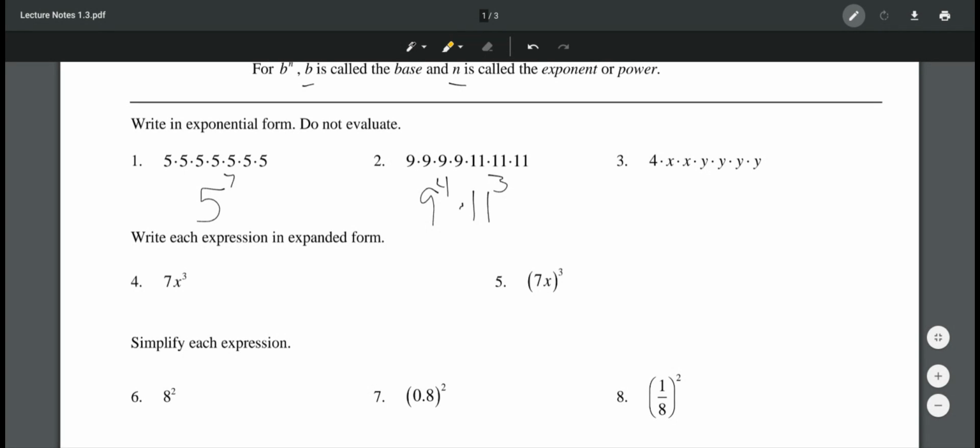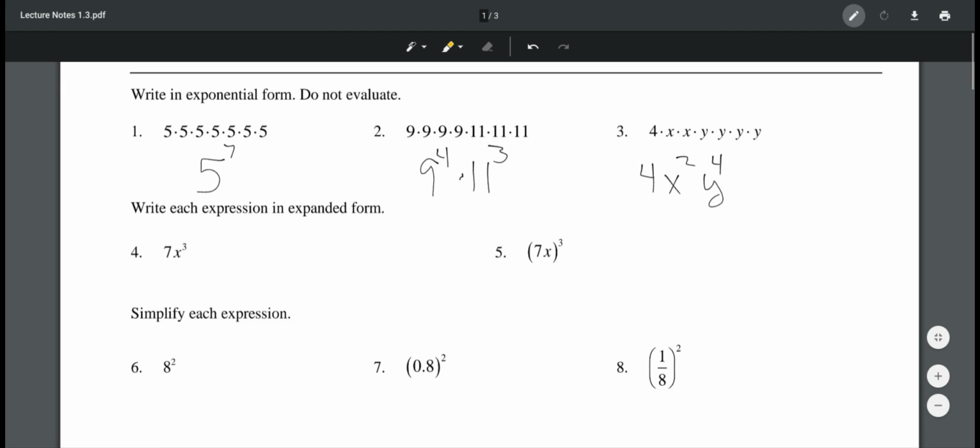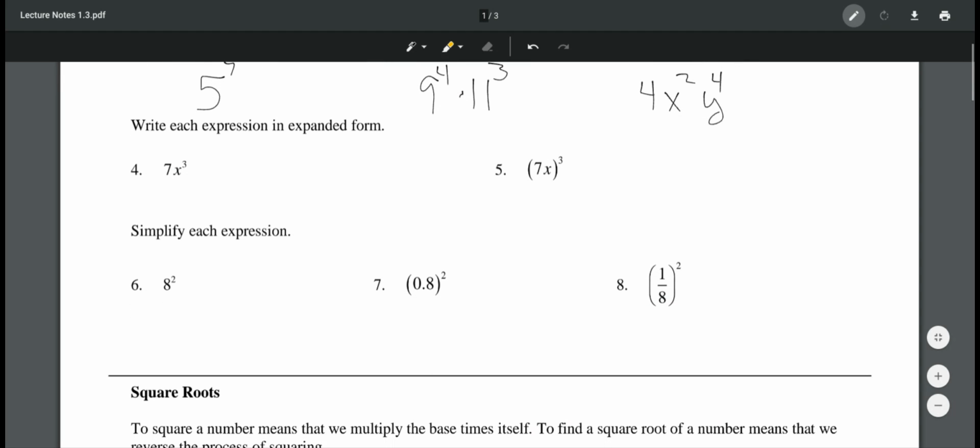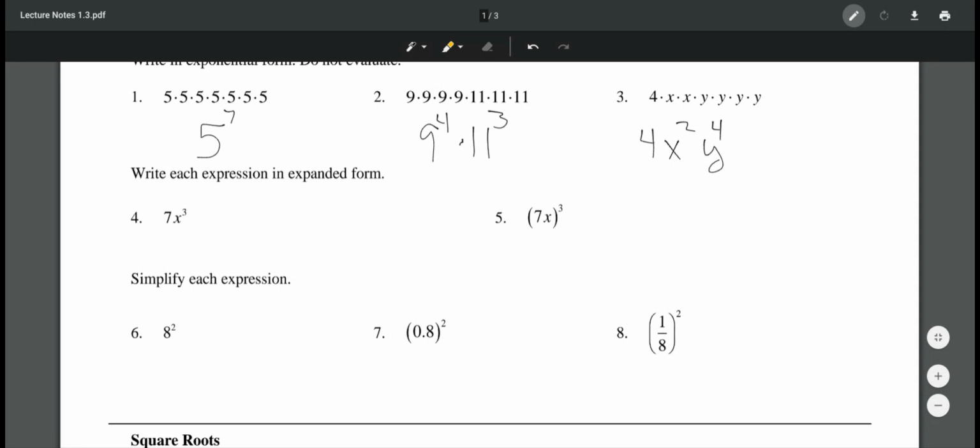In this third example, you can do it with variables as well. There's 1 4, there are 2 x's, and there are 4 y's being multiplied together. In the next set of examples, it's asking you to do just the opposite. Instead of writing out the exponential expression, it wants you to expand it. So we have just 1 7 times 3 x's. That's what that exponent 3 means.